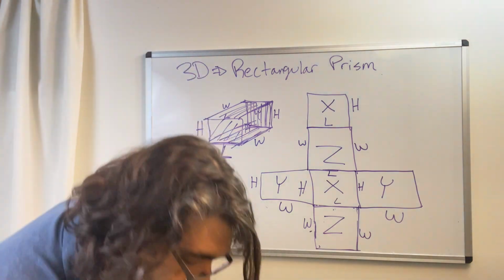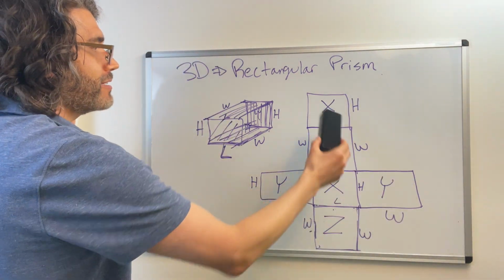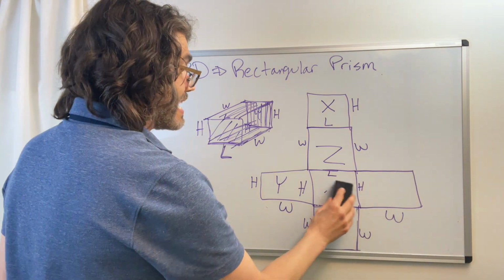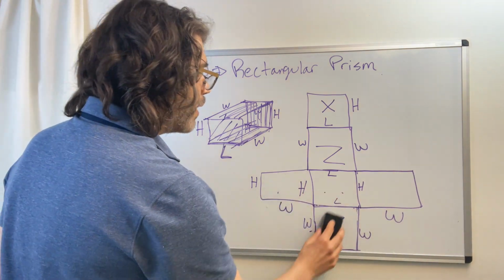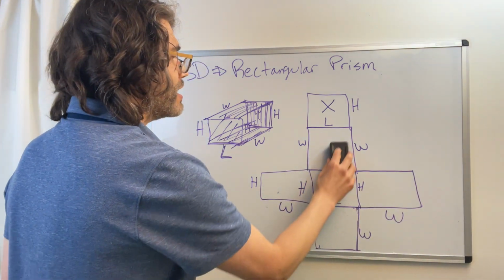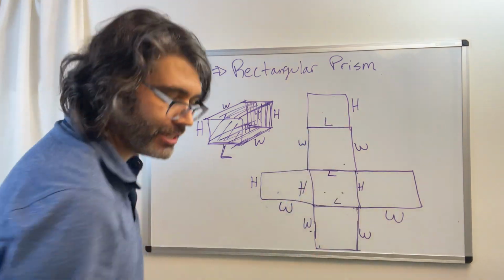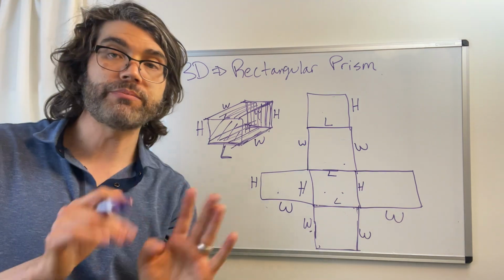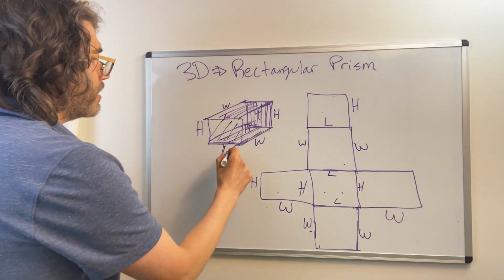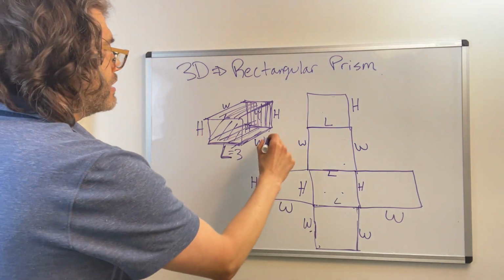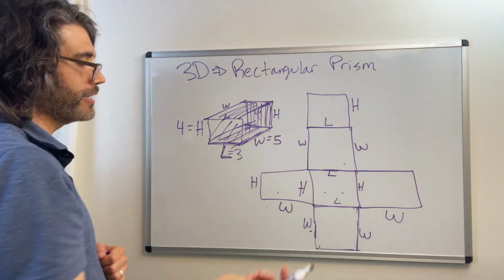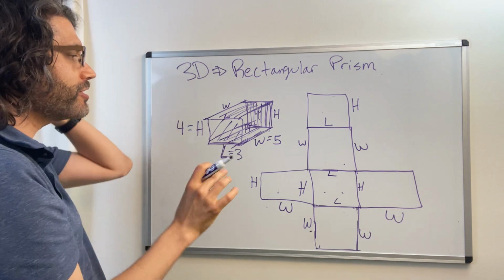Okay, so now we have our net. Now, why do we call it a net? It doesn't really look like a net right now, but when we start to draw in the implications, so let's actually use some real numbers here. So let's say that the length is 3 units, let's say the width is 5 units, and let's say the height is 4 units, okay? Let's just say that.